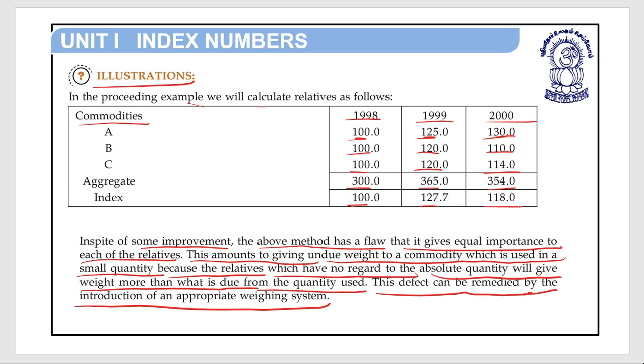Here 125 plus 120 plus 120, 240 plus 125, it is 365. 100 plus 100 plus 100, it is 300. 130 plus 110, 240 plus 114, 354. Okay.